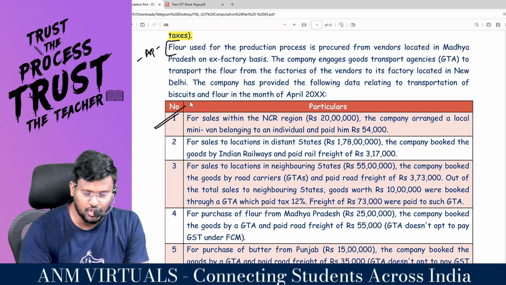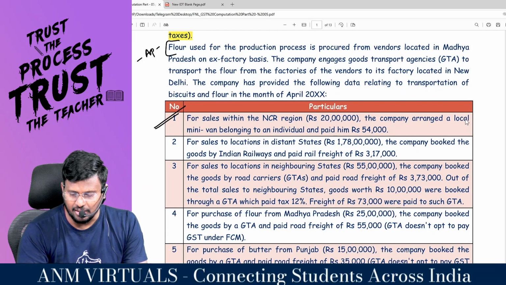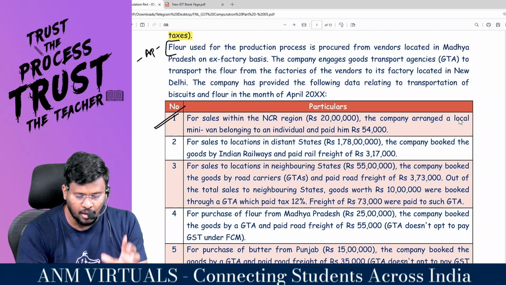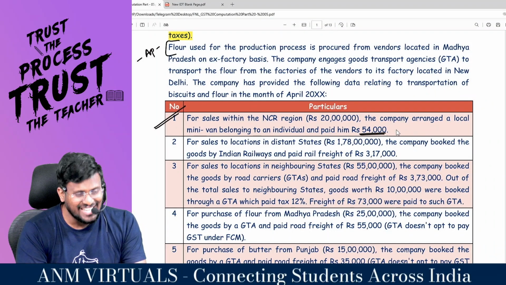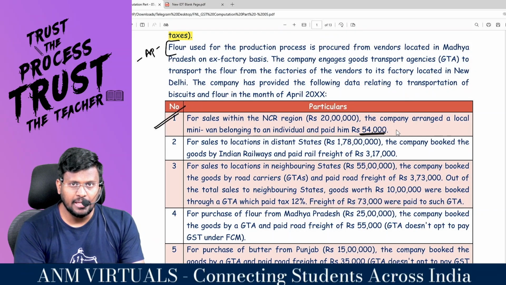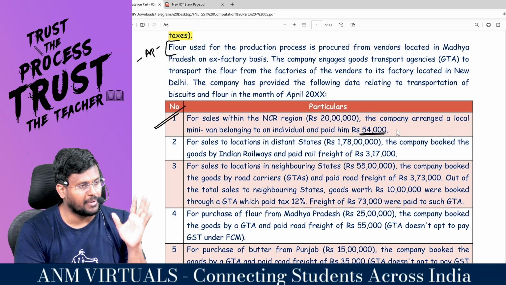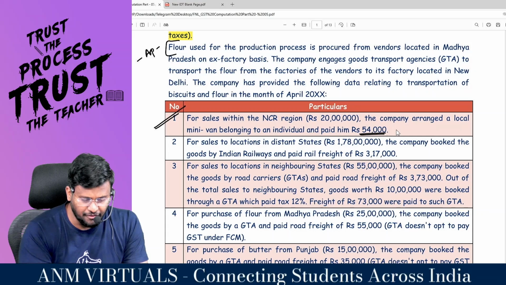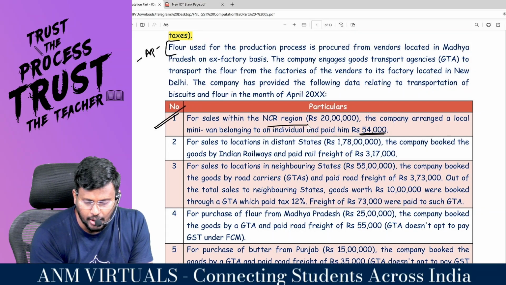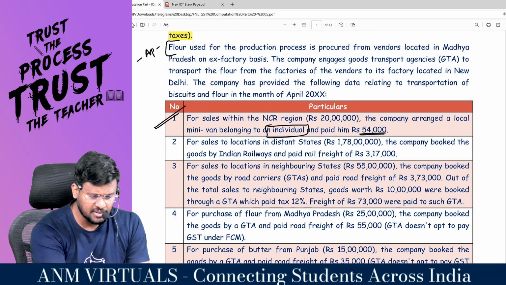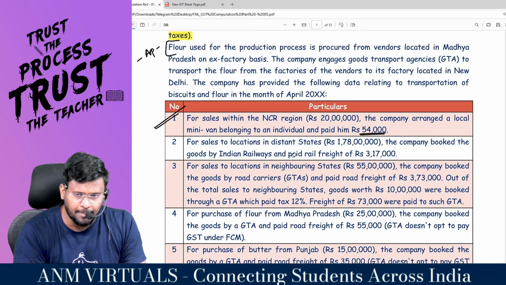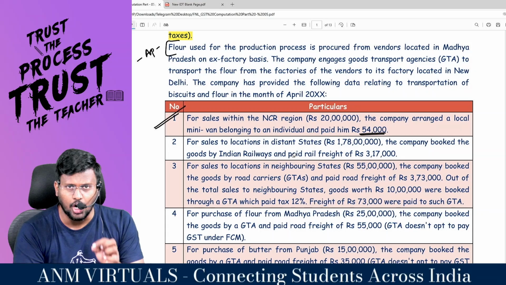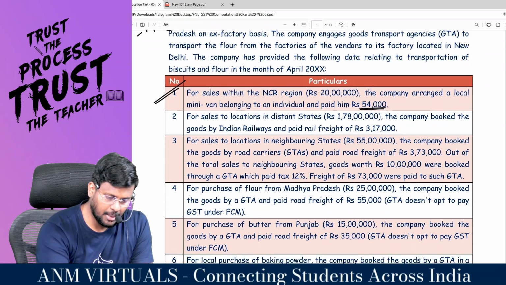For sales within the National Capital Region, 20 lakh, the company arranged a local minivan belonging to an individual and paid 54,000. So this is sales data within Delhi, an intra-state supply they have made. Fine, fantastic to the core. But they have made it in a minivan belonging to an individual. That means services provided by way of transportation of goods by road except GTA and courier agency. So this is not a GTA, this is not a courier agency, hence it will be exempt from number 2, the second adjustment.